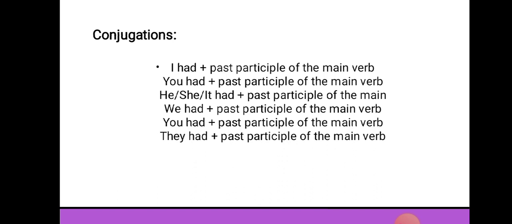Subject. The subject of the verb can be a personal pronoun: I, you, he, she, it, we, they. Auxiliary verb: had is used for the past perfect. Past participle of the verb is the form of the verb that is used in the past perfect.